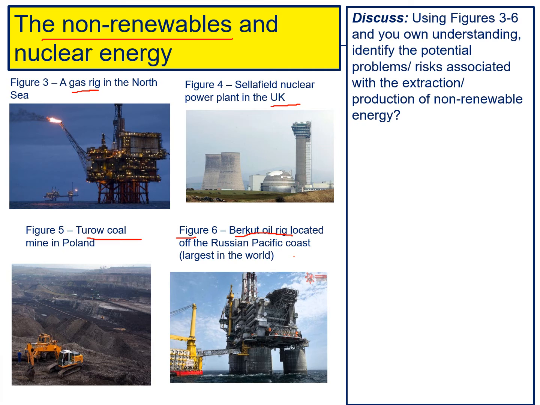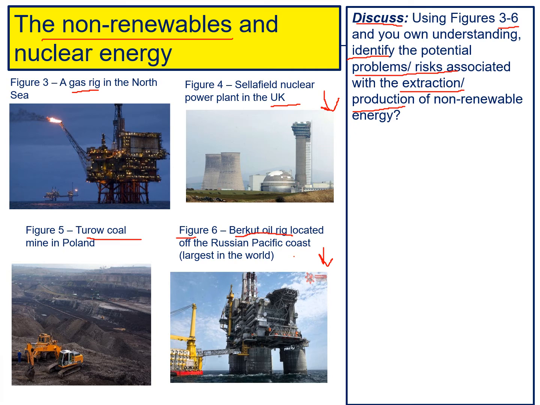Okay, so what I want you to do now is have a look at this discuss question up here. It says, using figures 3 to 6 and your own understanding, identify the potential problems or risks associated with the extraction or production of non-renewable energy. So what risks or dangers are there for getting this energy out of the environment? So have a look at the pictures and what do you think could be the problems? So pause the video and write down your answers.